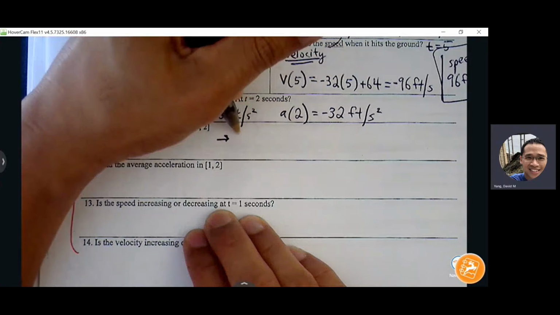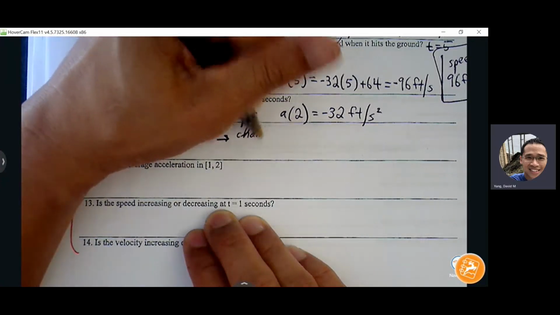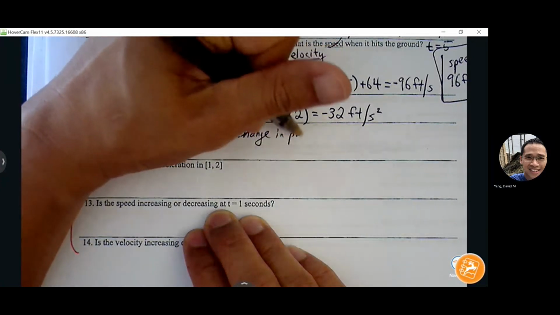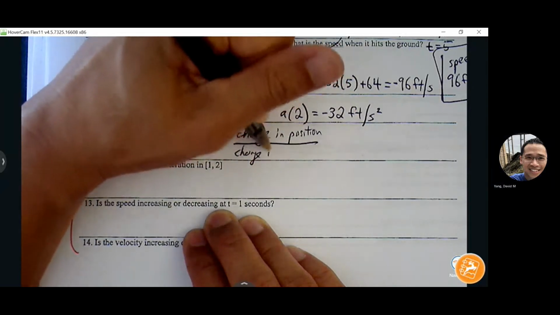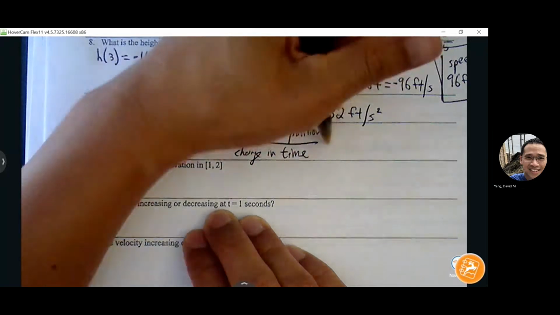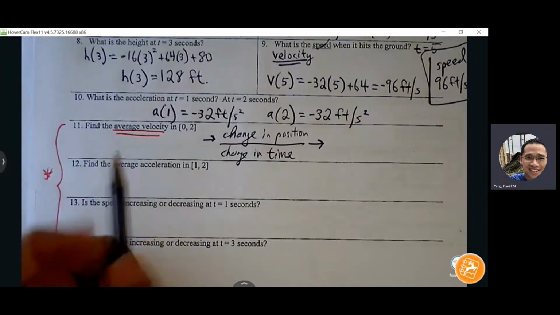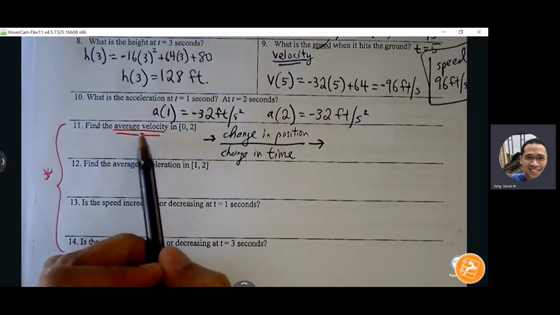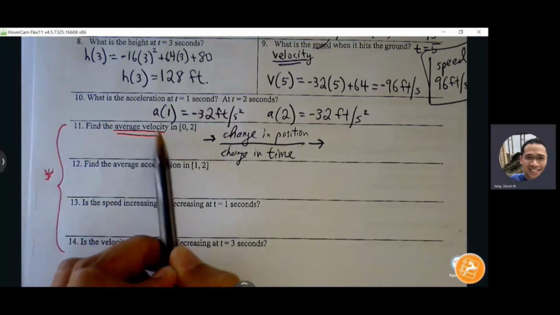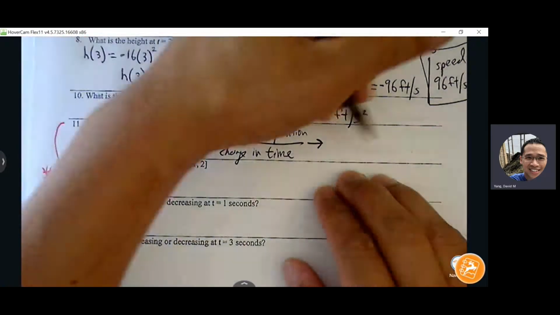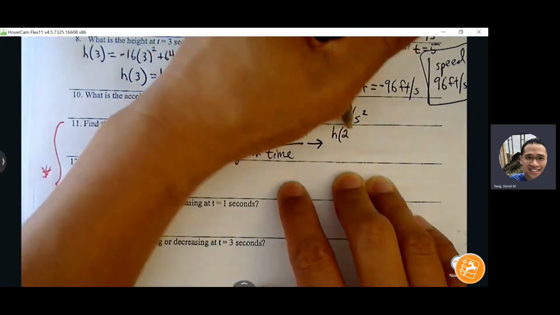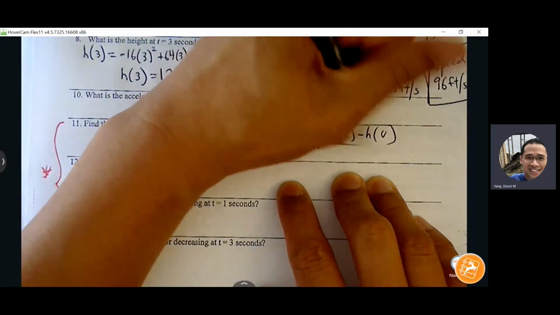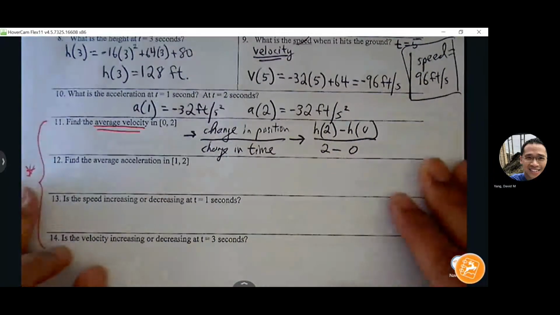So average velocity is simply the change in position divided by the change in time. What trips a lot of us up is the fact that we see the word velocity, but we're not going to use the velocity function. It's the change in position over change in time. So it's just going to be h of 2 minus h of 0 over 2 minus 0.